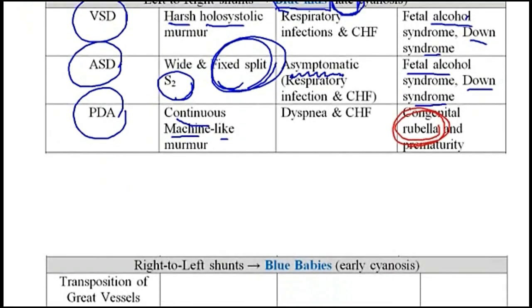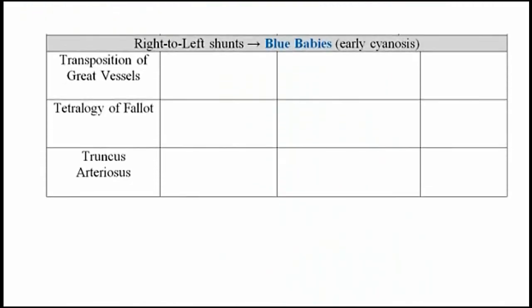Now, the other type of congenital heart defects that I would like to talk about are the ones that are causing right to left shunting. Since these are already beginning with right to left shunting, there would be early cyanosis, and thus these patients are referred to as blue babies. So the first condition that I would like to talk about is transposition of the great vessels.